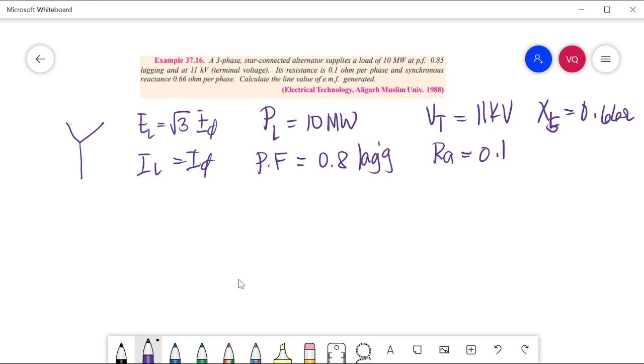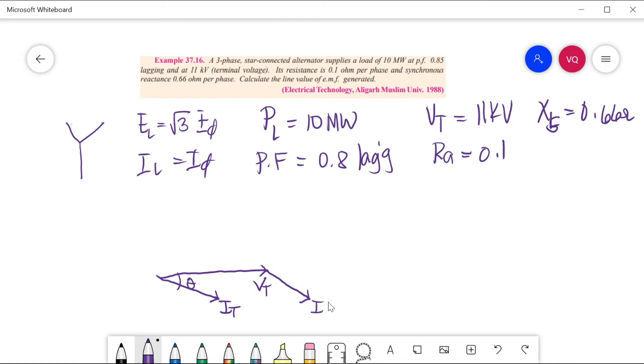Let's draw the vector diagram of this problem. Since this is a lagging power factor, we know that current lags the voltage by your power factor. So this is our terminal voltage and our total current. In between the total voltage and total current is your power factor angle, theta.